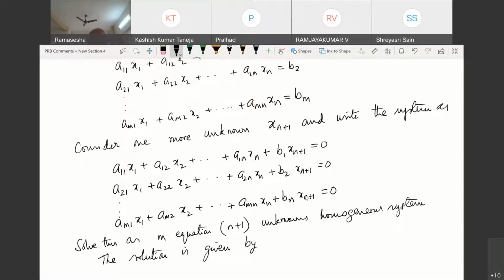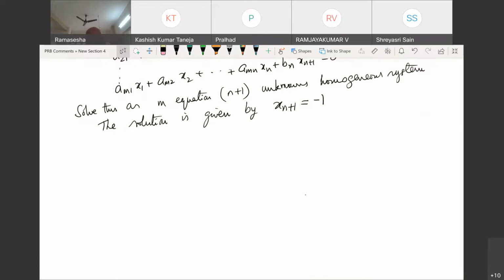Okay. So if you put xn plus 1 equal to minus 1, because xn plus 1 is already arbitrary, right? When you have m equations and n unknowns, then you can put xn plus 1 equal to minus 1 and then you get the solution. Okay. Now, what are the conditions under which the solution exists? For the solution to exist, what we have is the following.